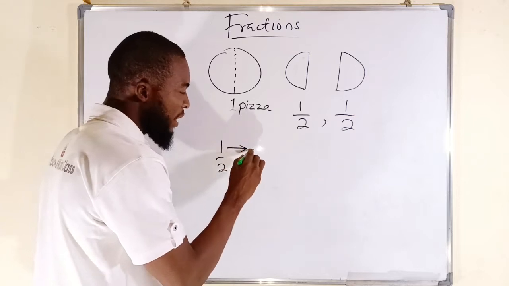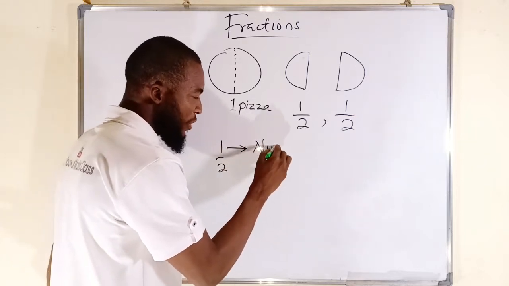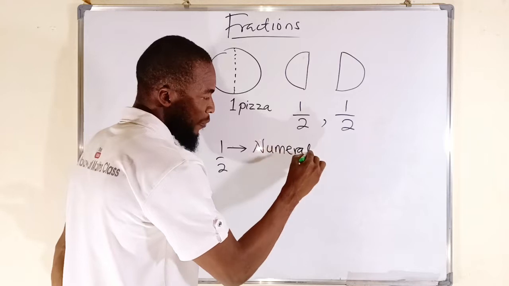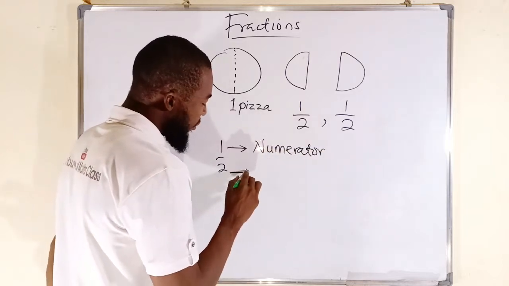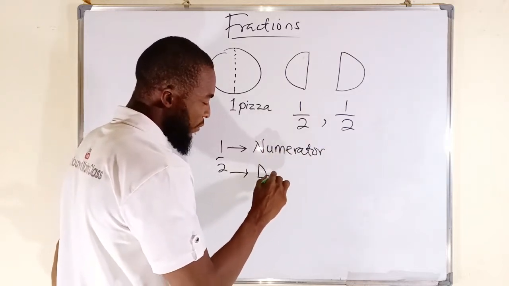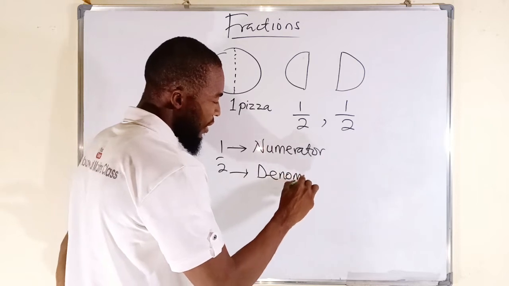So the number to the top, we have 1 divided by 2. The number to the top is called the numerator, while the number to the bottom is called the denominator.